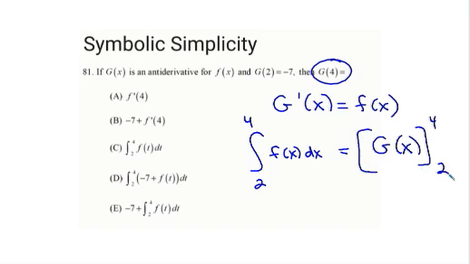All right? And so this is going to be g of 4 minus g of 2. All right? And that equals my integral from 2 to 4.